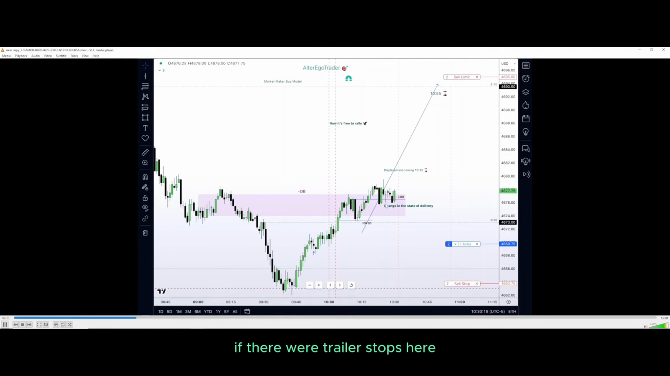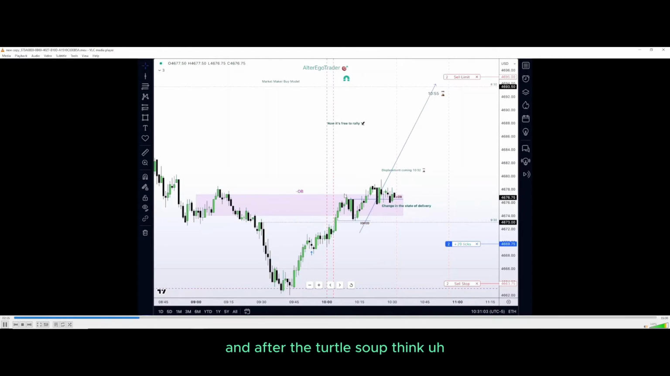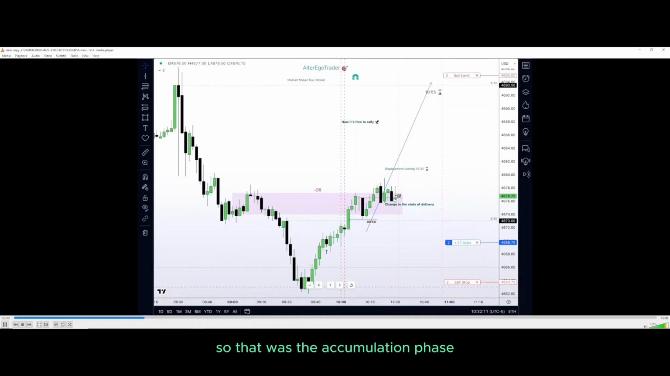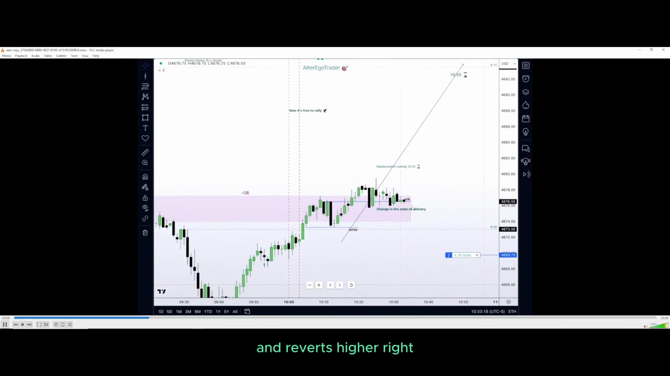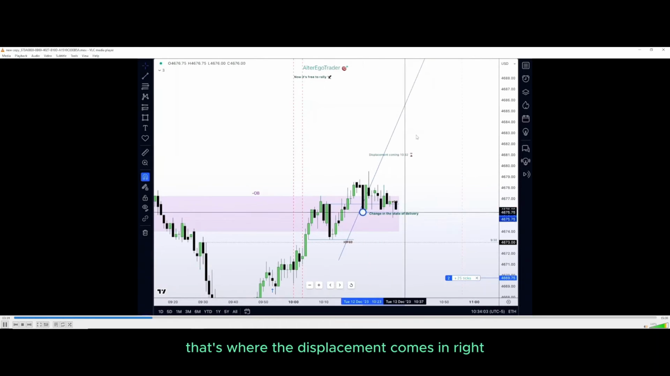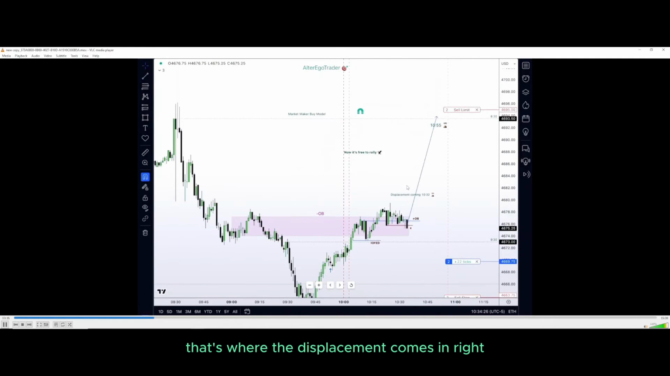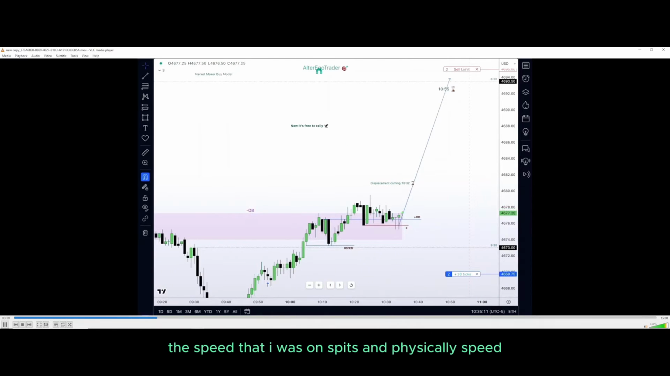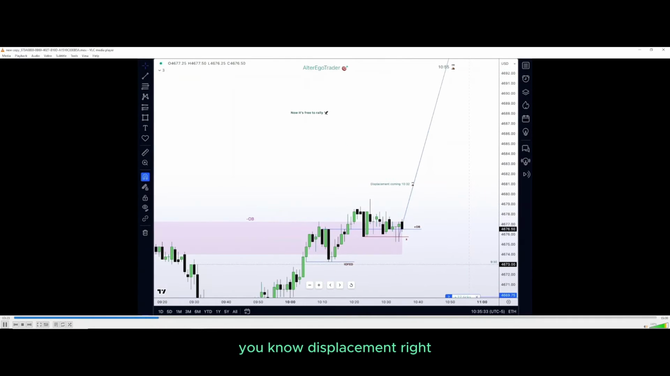If there were trailing stops here, there was a turtle soup. And after the turtle soup, think accumulation, manipulation, distribution, the Power of 3. So that was the accumulation phase. The manipulation phase is when price trades below that and reverts higher. When it starts going higher, that's where the displacement comes in. That's where we see the speed that I was anticipating.